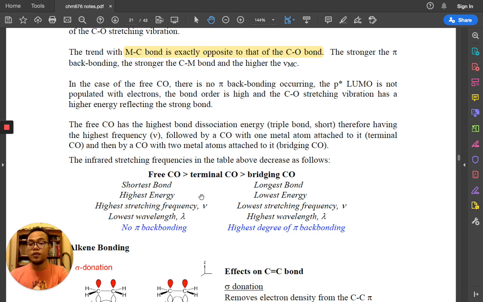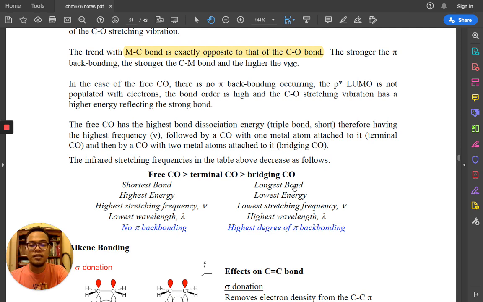Why so? Because your free carbonyl, having the shortest bond, will have the highest energy. It is the strongest, hence the highest stretching frequency. According to our Planck equation just now, E equals hc over lambda. When the energy is higher, the wavelength will be lower. So no pi back bonding. But for bridging CO, it has the longest bond, the weakest bond. That's why we need the lowest energy to break it, and then the lowest stretching frequency, because frequency and energy are proportional. And since wavelength and energy are inversely proportional, the lower the energy, the higher the wavelength.